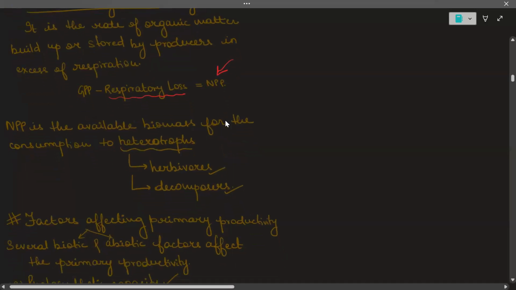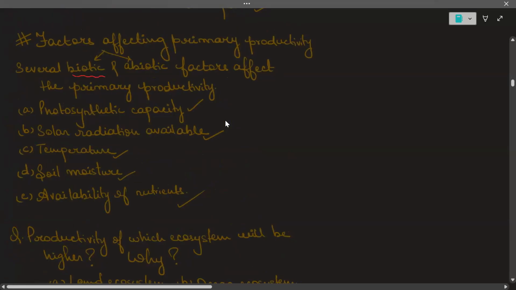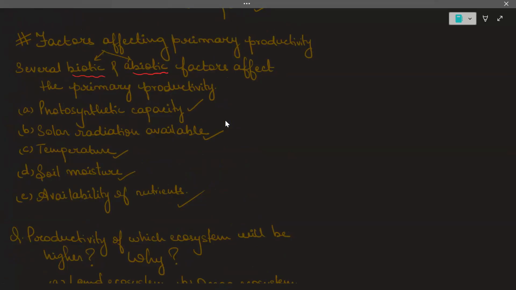Now, the factors that affect the primary productivity. There are many factors, biotic and abiotic, that can affect it, like photosynthetic capacity. If more photosynthesis is being done, then there will be more productivity. Solar radiation: if there is more sun, there is more photosynthesis and more productivity. Temperature: optimum temperature means high productivity, while low or very high temperature means low productivity. Moisture should also be there, and availability of all the nutrients. If the plants stay healthy, only then will the productivity be done properly. Clear?